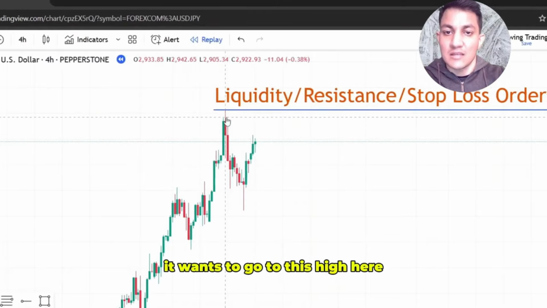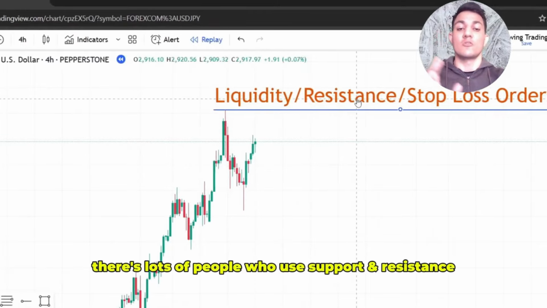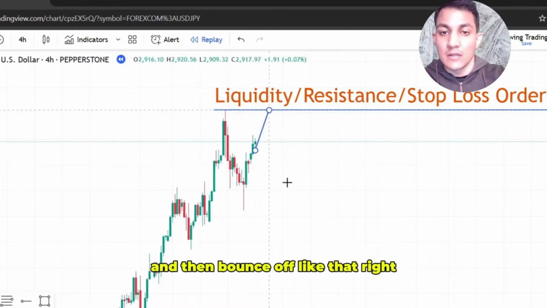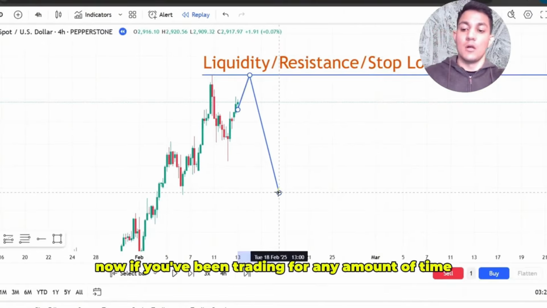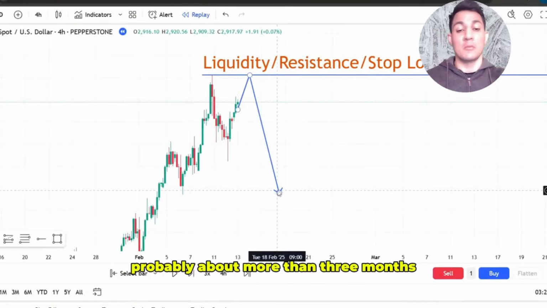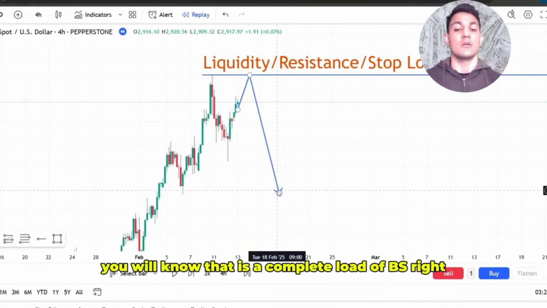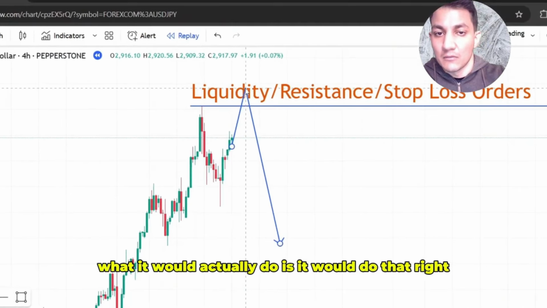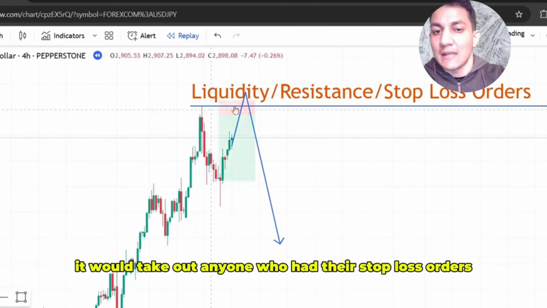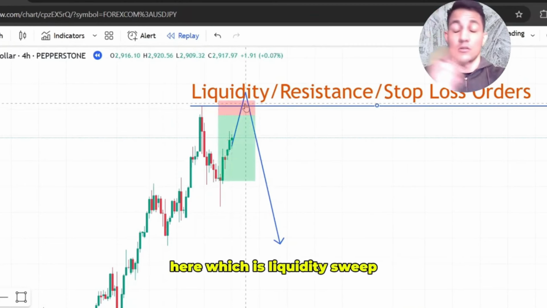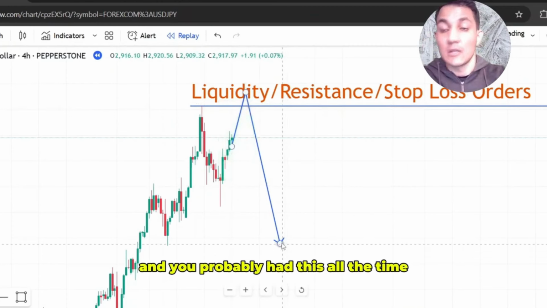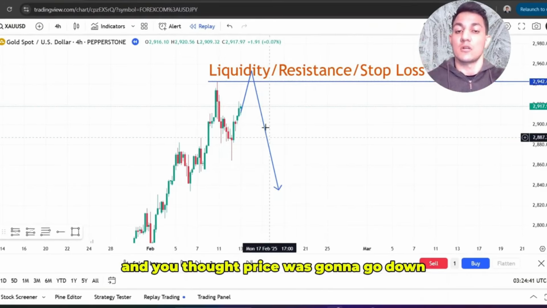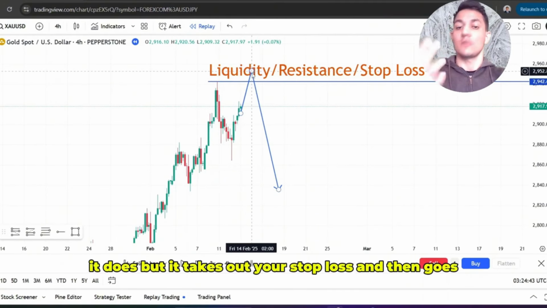It wants to go to this high here because there's lots of people shorting. There's lots of people who use support and resistance, right? Who think that price is going to come up to this level and then bounce off like that, right? Now, if you've been trading for any amount of time, probably more than 3 months, you'll know that is a complete load of BS, right? If price was to reverse, what it would actually do is go up slightly. It would take out anyone who had their stop loss orders here, which is a liquidity sweep, and then it would reverse, right? And you've probably had this all the time when you're using support and resistance and you thought price was going to go down. It does, but it takes out your stop loss first and then goes, right?